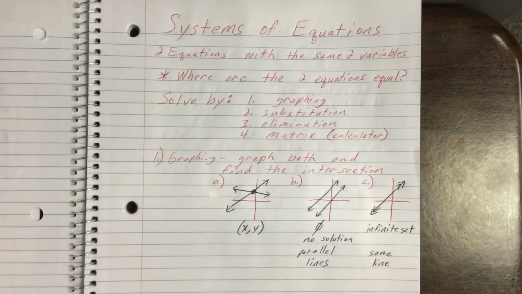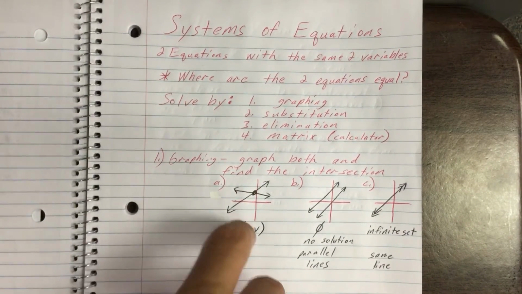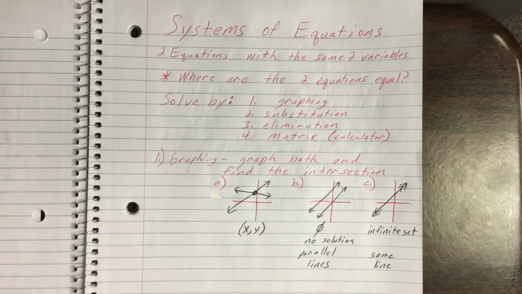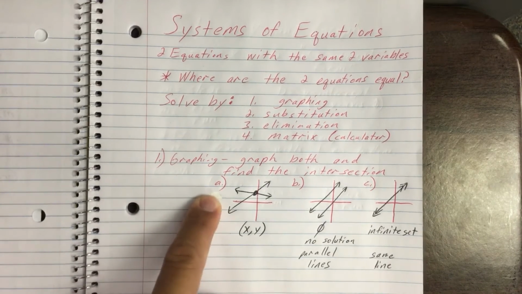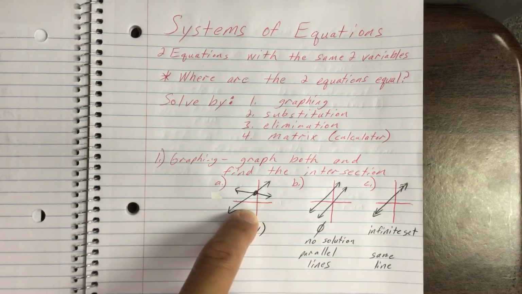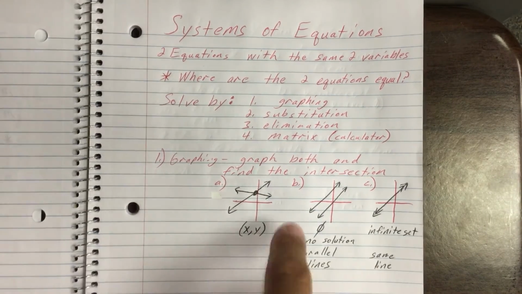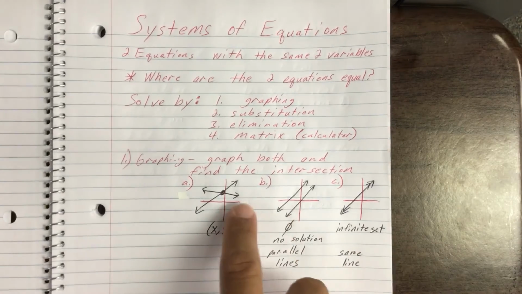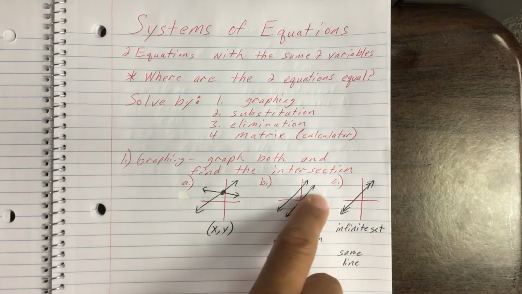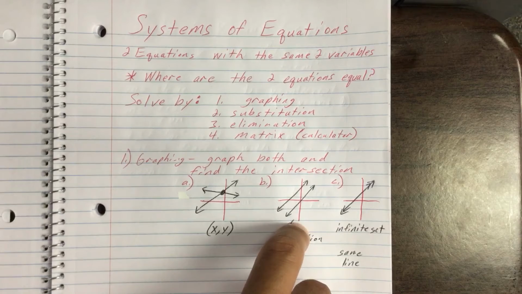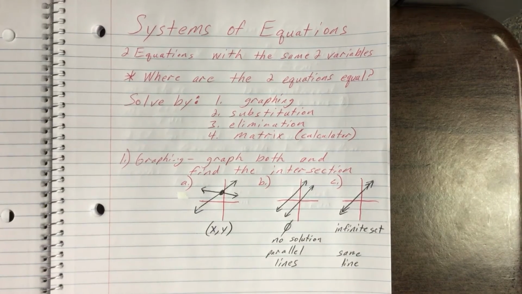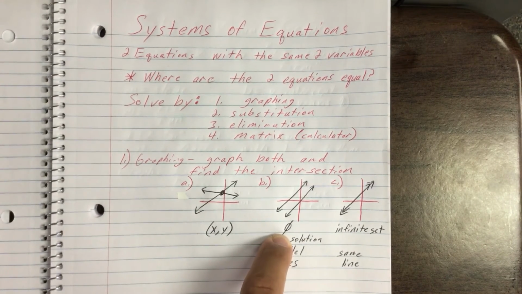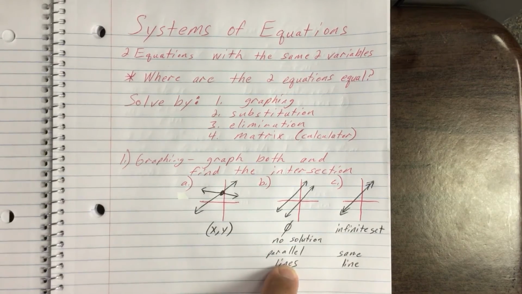The first one we're doing is graphing. So what you do for graphing is you graph both and find the intersection. Where do they cross? Right? You graph two lines, they cross at a point, the coordinates for that point, that's the solution to the system. That's the answer. If I graph them and I get parallel lines, which means the slope is the same, but the y-intercept is different, then this symbol right here means no solution, and those are parallel lines.